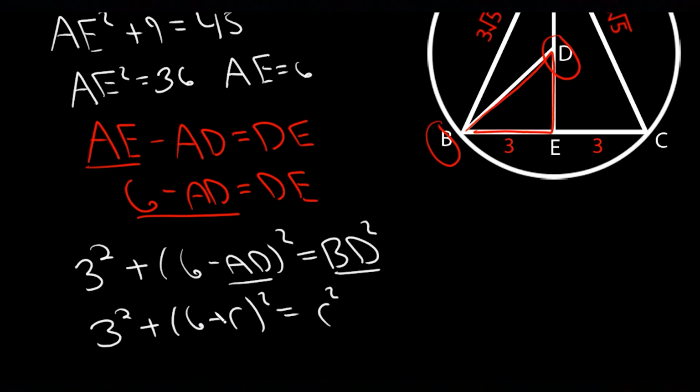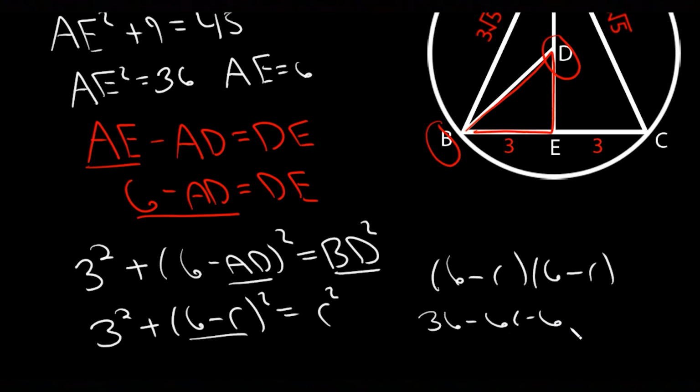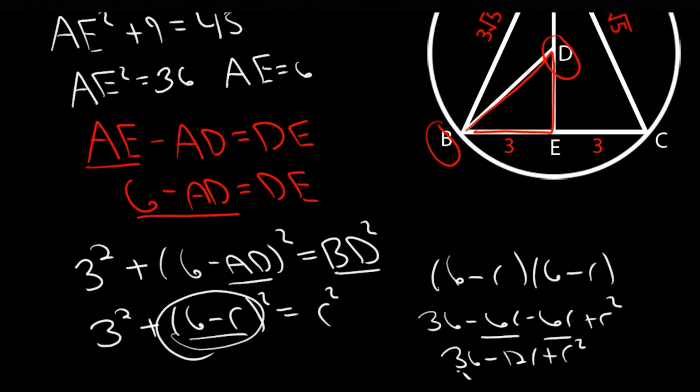From here, we're going to do FOIL. I have my binomial right here. So doing FOIL, we get 6 minus r times 6 minus r. So we have to do first, we get 36. Doing outside and inside, you get minus 6r, and then doing last, you get positive r squared. Combining like terms here and here, you get negative 12r. So 36 minus 12r, and then plus r squared. So this whole part right here, we just simplified it down. We got this expression right here, okay? So I'm going to go ahead and write that.